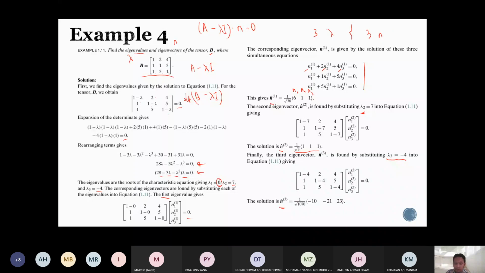eigenvectors. Okay, so I don't know how he found this. Earlier I searched YouTube for how to use the calculator, but have not found it yet. So later if I find on YouTube how to use the calculator to find eigenvalues and eigenvectors, I will share it with you guys.